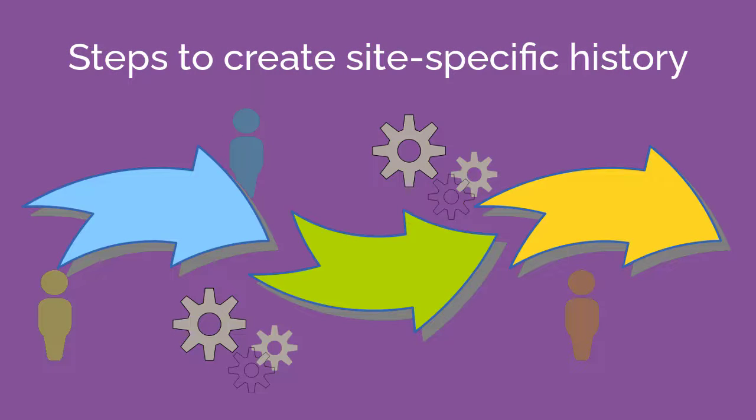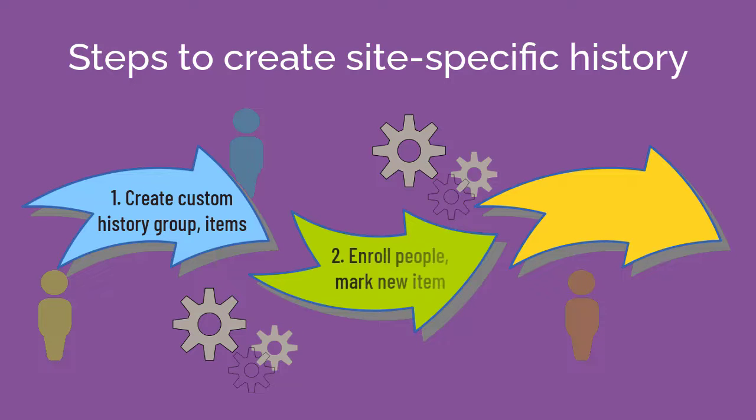Here's the process. Create new history groups and items for your site. They will appear on your electronic intake forms. As you enroll new people, mark the new history item. The history item will be added to the person's record on the History tab.